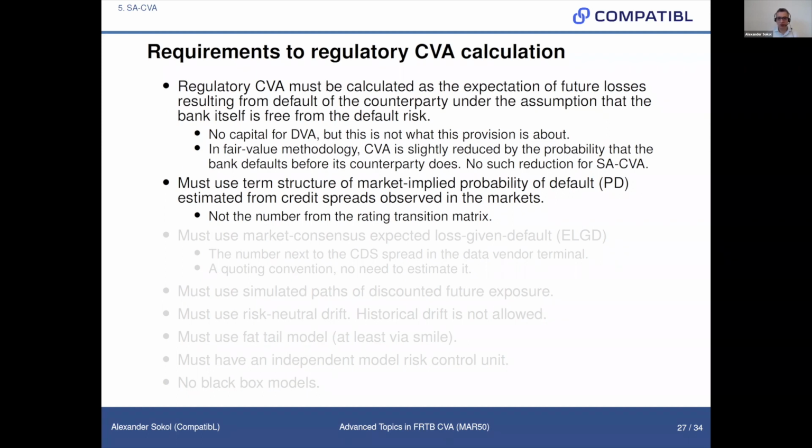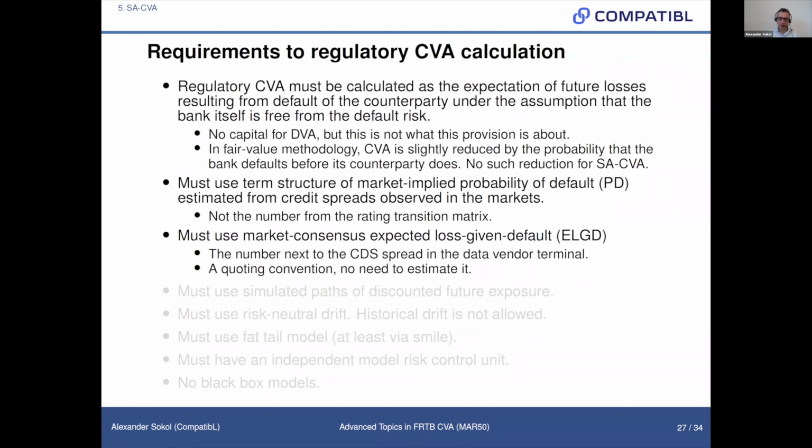That creates a huge headache in estimation because this market implied probability of default is not available for every name. Must use consensus expected loss given default, market consensus. So this ELGD is actually consensus LGD, which is consensus recovery ratio. This is the number next to the CDS spreads on the data vendor terminal. And I need to accelerate a little bit because we still would like to have time for the Excel examples.